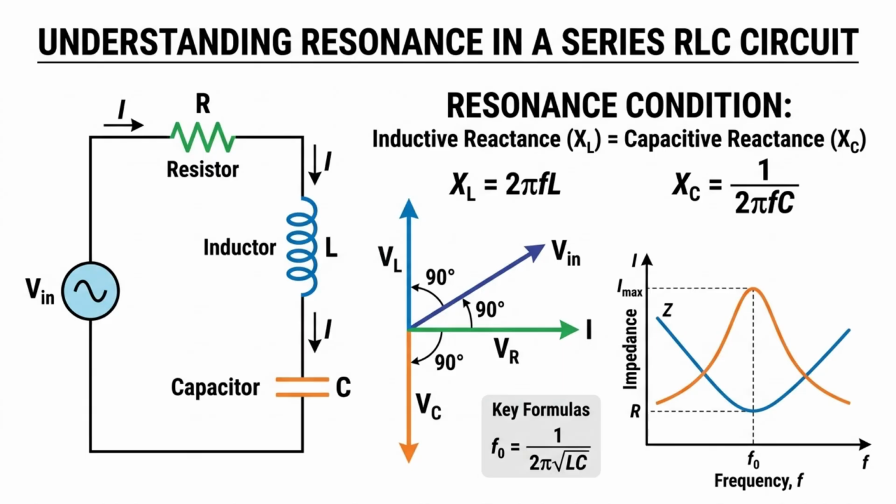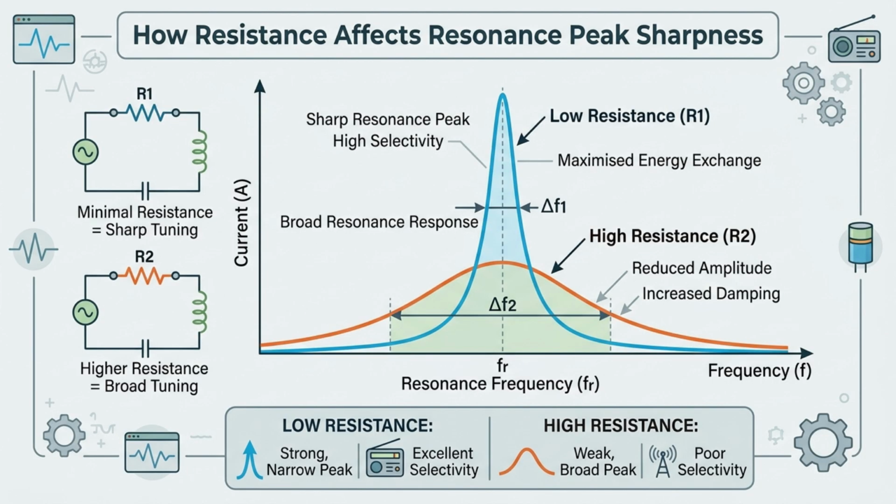Resonance occurs in an RLC circuit when the inductive reactance and capacitive reactance become equal in magnitude but opposite in phase. At this point, the circuit naturally oscillates at a specific frequency known as the resonant frequency. At resonance, energy exchange between the inductor and capacitor is maximized, while the effect of resistance determines how sharp or broad the resonance response is. A low resistance results in a strong, narrow resonance peak, while higher resistance reduces the sharpness of the response.